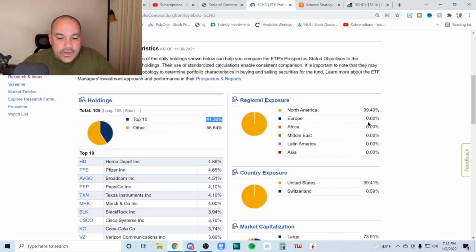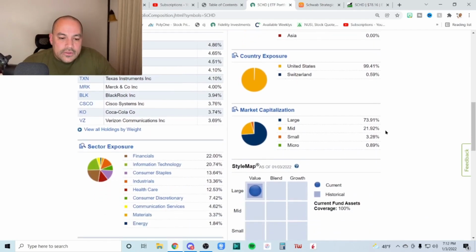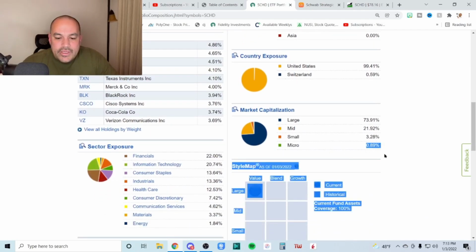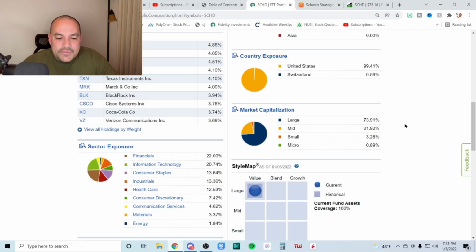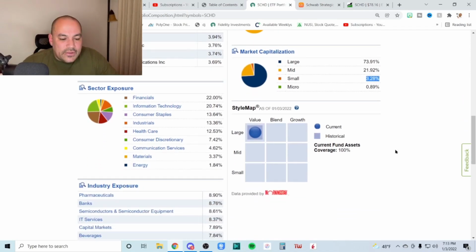99.4% in North America and only 0.6% in Europe. So the market cap, I lied. Look at that. It's got 0.89% of micro cap exposure, 74% in large cap, 22% in mid cap, and 3% in small cap. And Morningstar rates this as a large value blend.